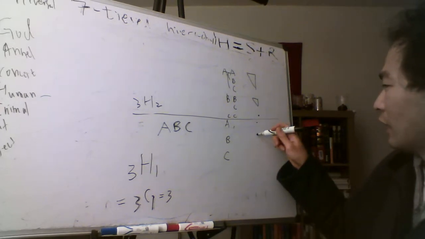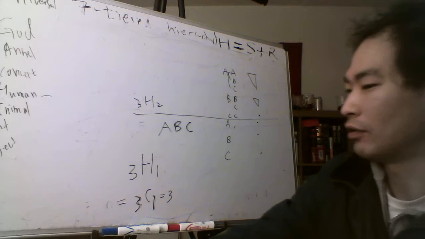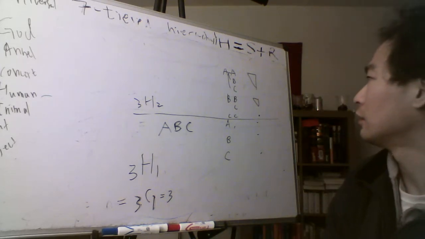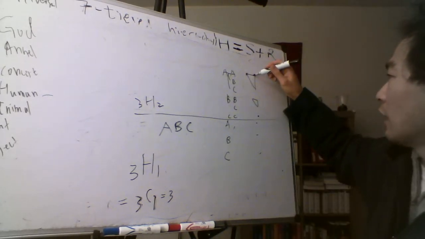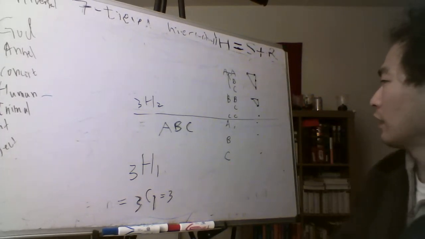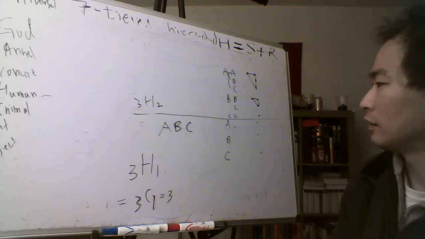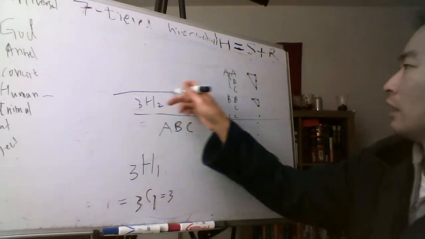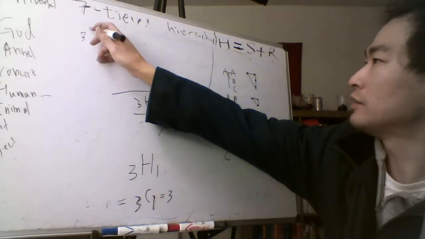Here you have dot dot dot, right? 1 1 1. You have dot dot dot dot and dot dot dot. How about 3H3?